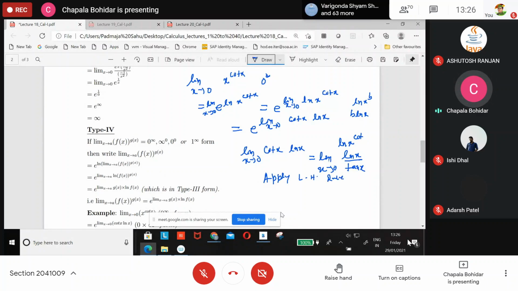What do you get here? As x tends to 0, the derivative of ln x is 1 by x, then the derivative of tan x is sec square x. So I can write down limit x tends to 0 of 1 by x into sec square x, which is 1 by 0 times sec square x, infinity. Again undefined.